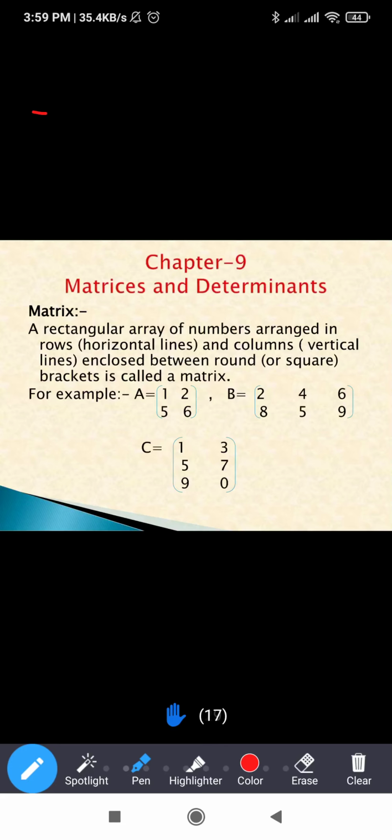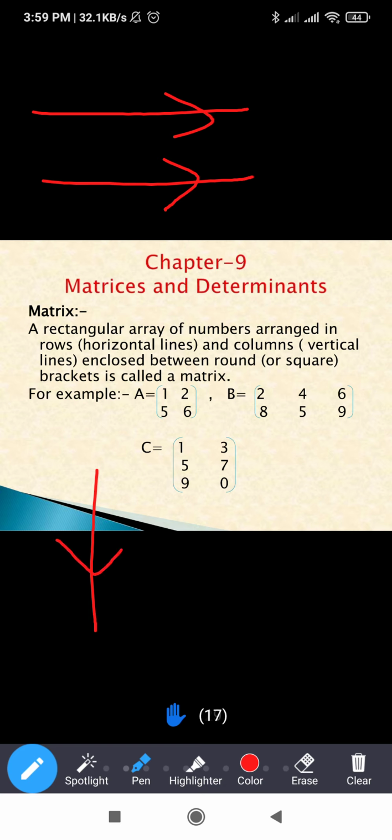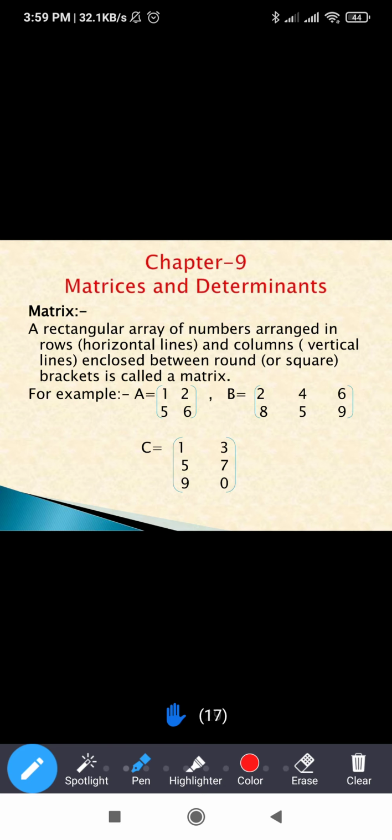Row means horizontal line, and column means vertical line. In this way we have to arrange. Now let me ask you about the size of the matrix.